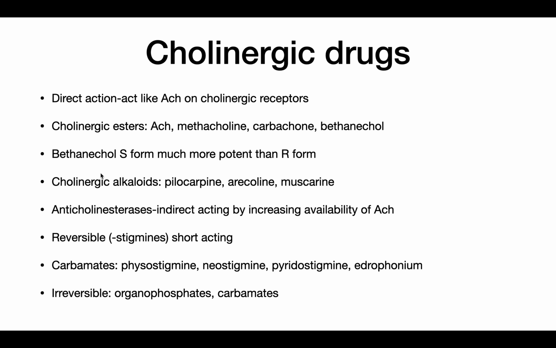Other drugs are the cholinergic alkaloids, so these are going to be alkaline, and they're pilocarpine, arecoline, and muscarine. Muscarine is really important. The acetylcholinesterase inhibitors are going to be indirect acting because they increase the availability of acetylcholine by inhibiting acetylcholinesterase, and that's the enzyme that cleaves acetylcholine from the receptors and increases like the reuptake. So this is going to leave it in the receptors for a longer amount of time.